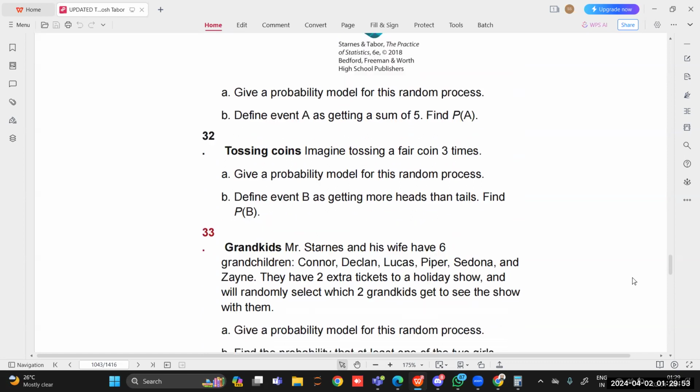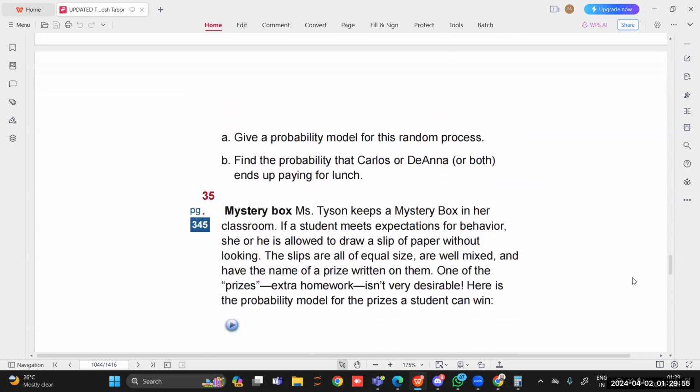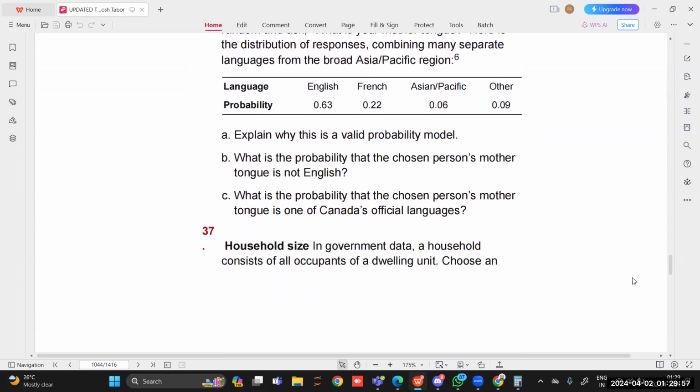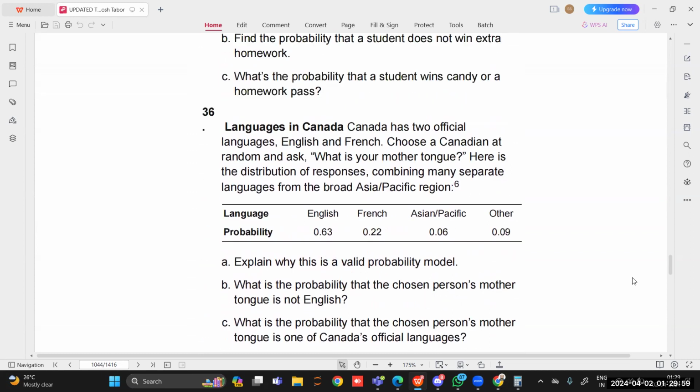gone. No, probability model you have done. Do one more Mm-hmm. example of that. Yeah, that is.